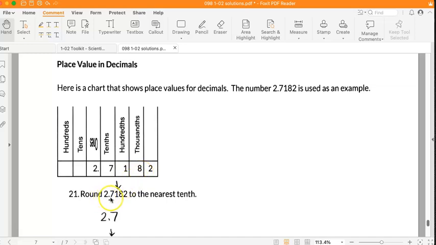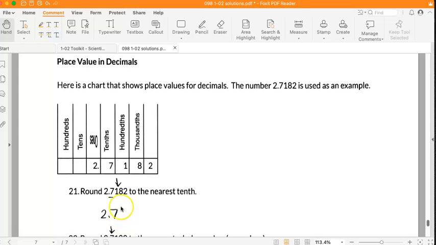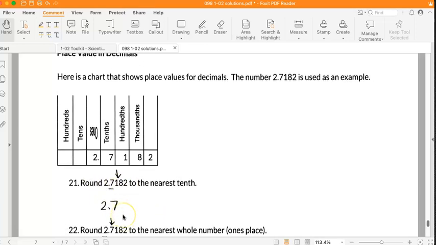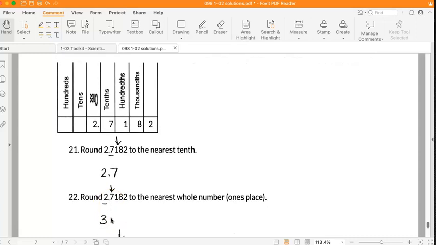So if I tell you to round this number to the nearest tenth, you underline the 7, and the 1 is the decider. And then you just say, okay, then it's 2.7. The only thing that's different with decimals is that we don't need to write out zeros afterwards. We just get rid of the rest of the decimals. So it's kind of like decluttering or cleaning this up. If I want to round this to the nearest whole number or to the ones place, I underline the 2 and the 7 is the decider. So I round to 3.